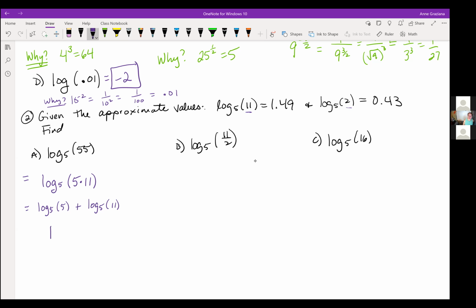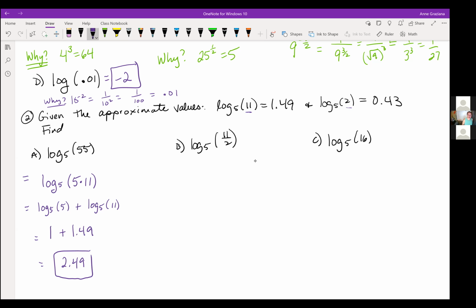And then log base 5 of 11 is 1.49. So this is plus 1.49. So here we go. It's 2.49. How many people got that? How about giving me a thumbs up if you got that? Let me see where you guys are at. Okay. Also, many more of these to practice on that practice review.